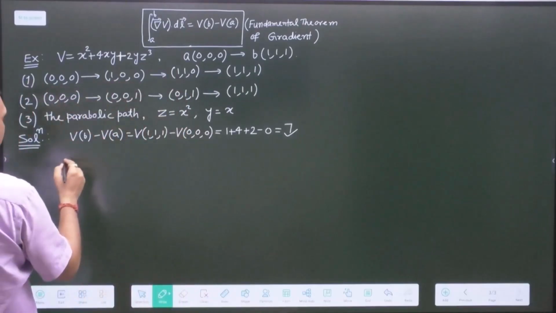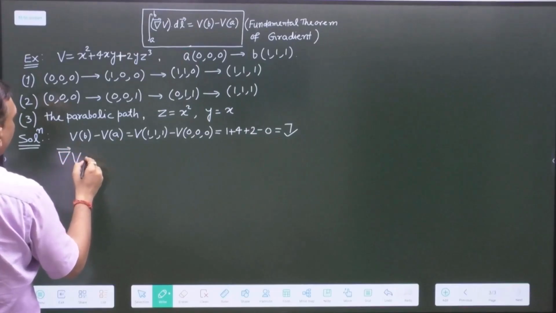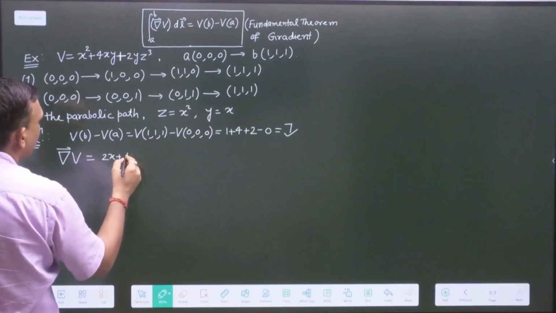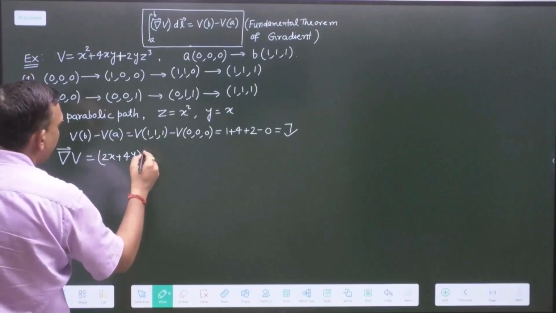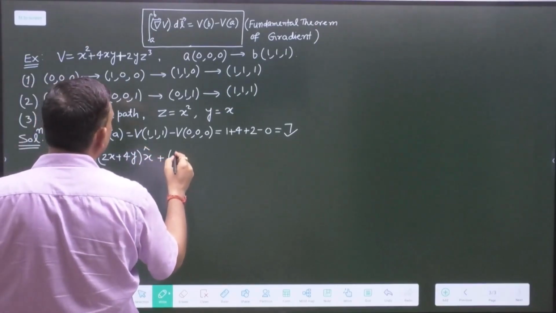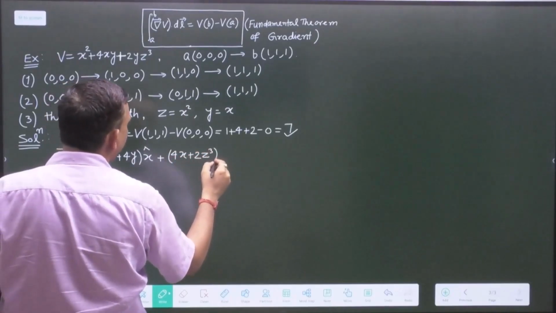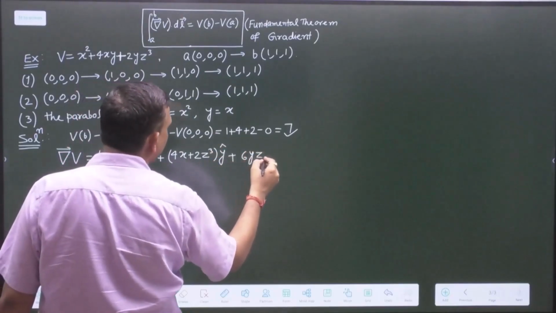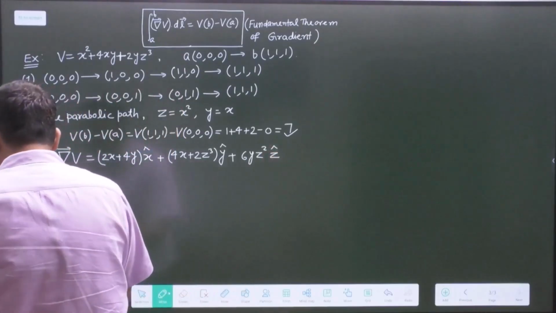So let's find gradient V. Gradient V is given by (2x plus 4y) x cap plus (4x plus 2z cubed) y cap plus 6yz squared z cap. This is the gradient V.